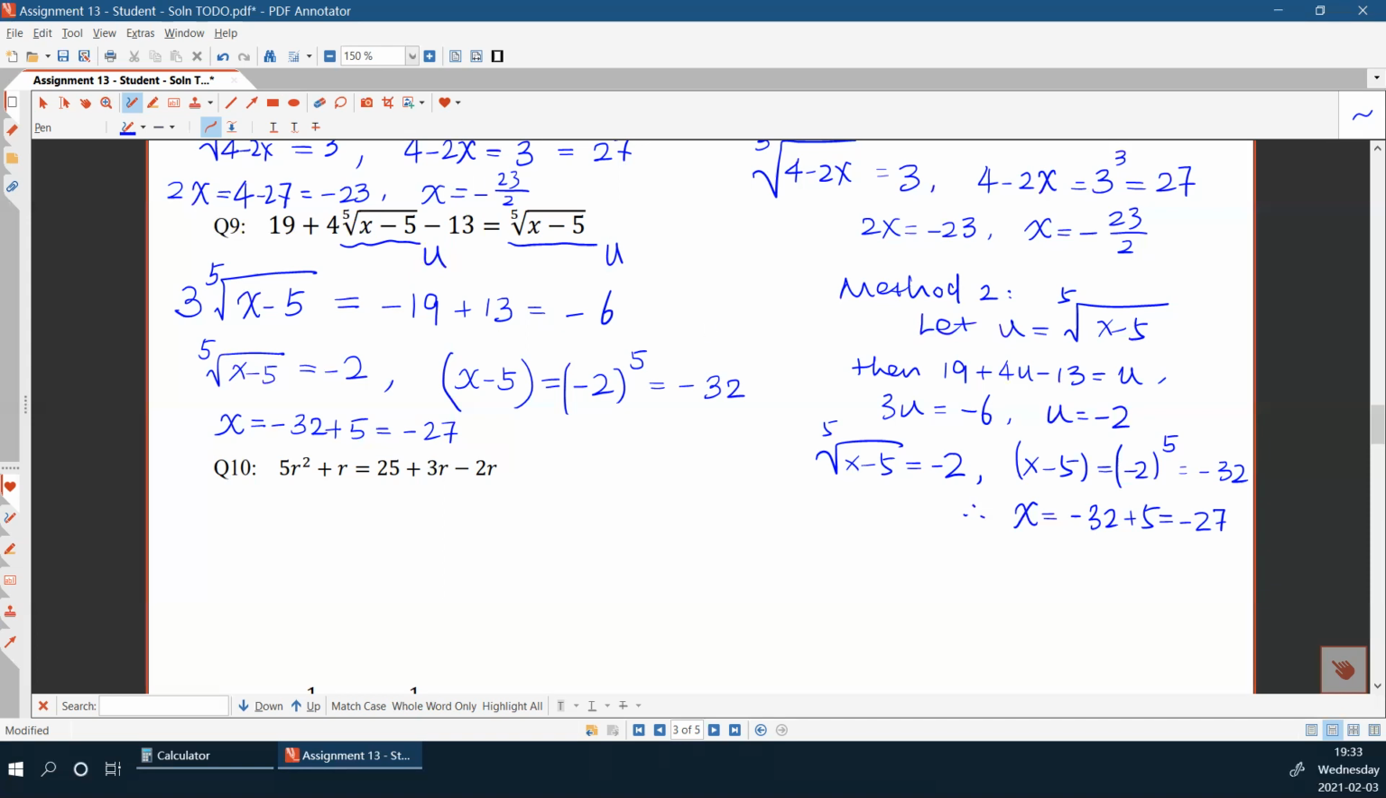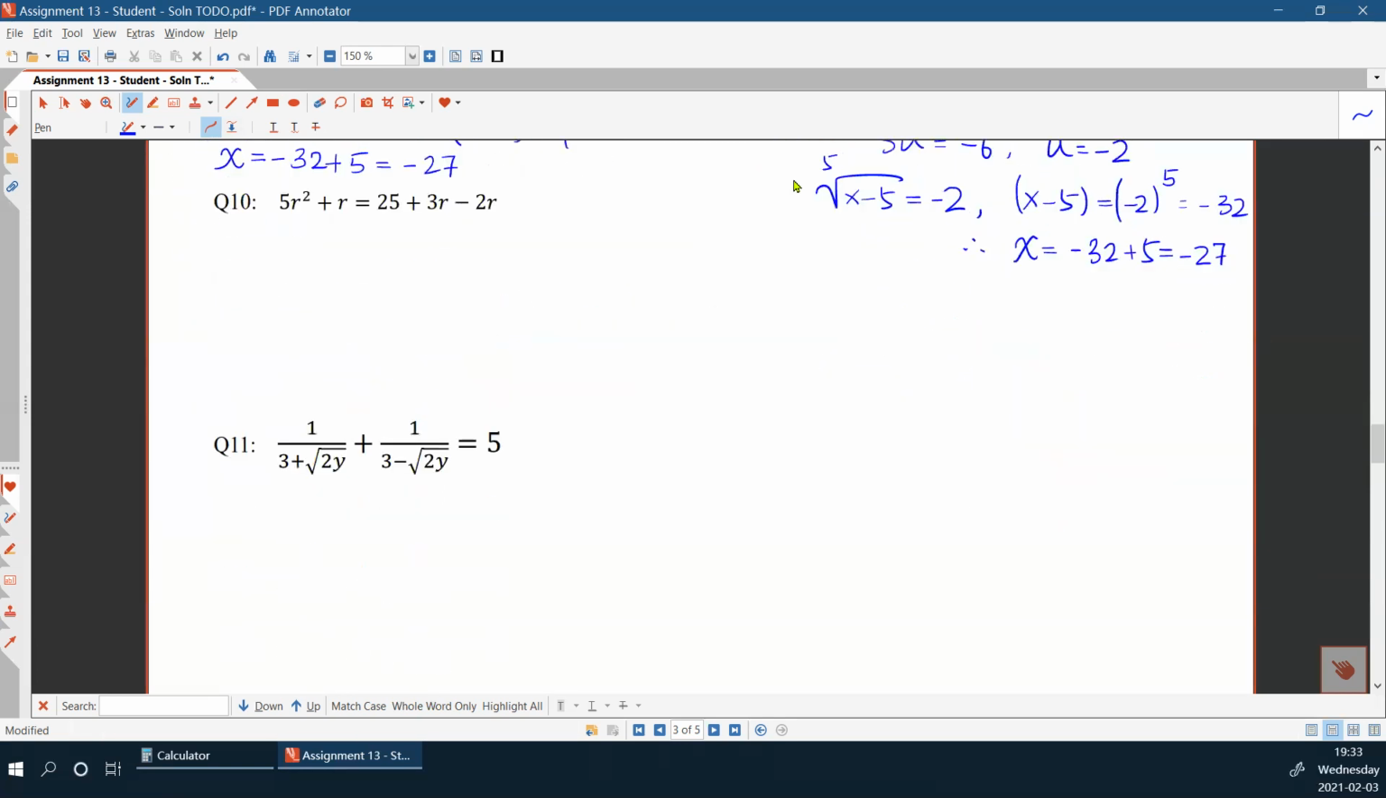No questions? Okay, let's see question 10. All right, question 10, there's nothing special. If you want to solve for r, just try to merge r to the twice and the linear r respectively. Okay, first let's merge as much as we can. So here we have 5r to the twice plus r minus 3r plus 2r is 25, right?